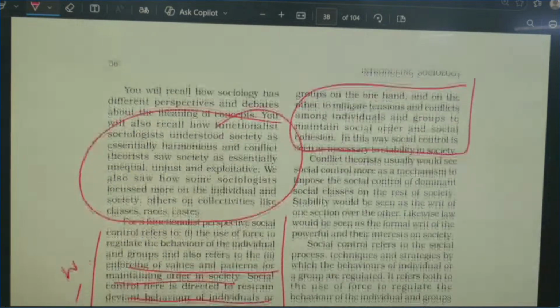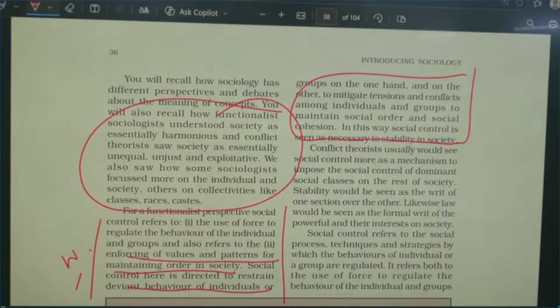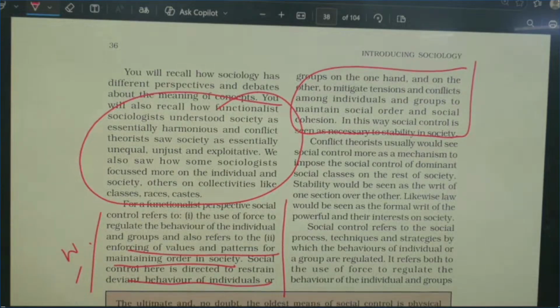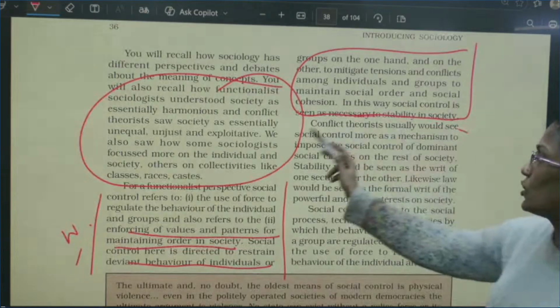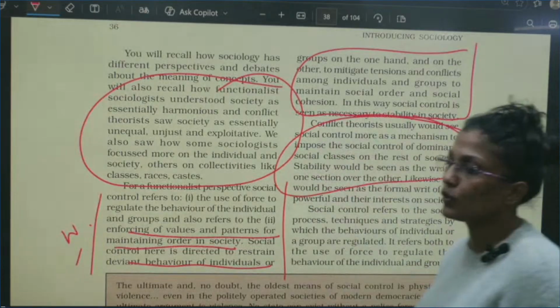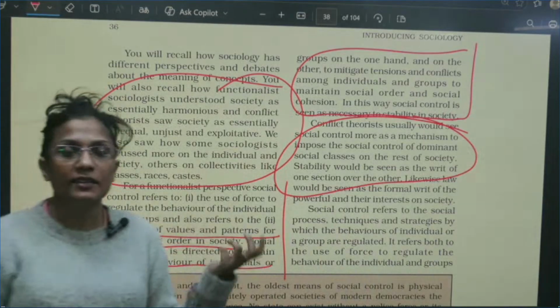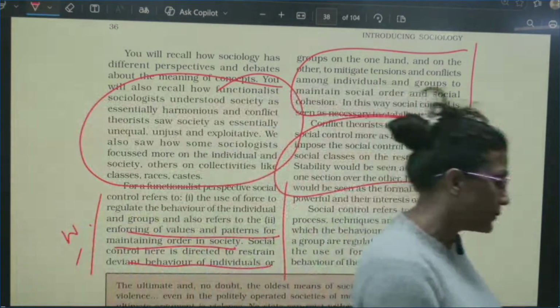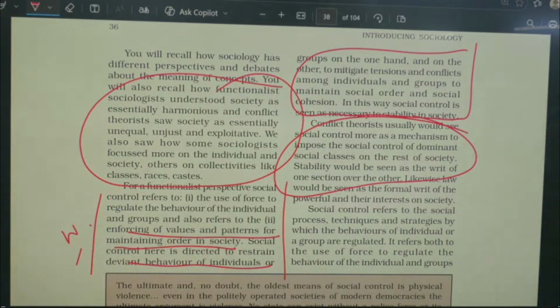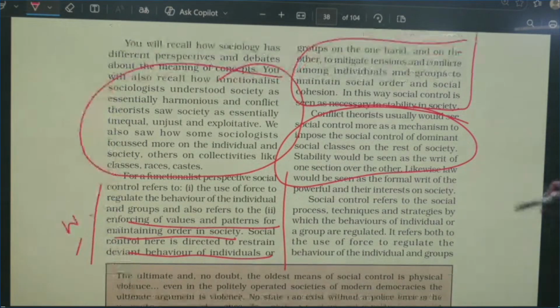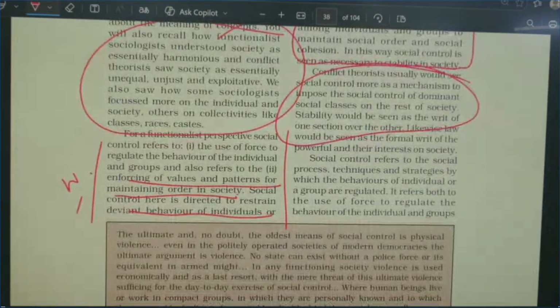Conflict theories usually would see social control more as a mechanism to impose the social control of dominant social classes. So they do not understand any institutions. For example, they believe whatever religion does, whatever family does, it is only making capitalism grow. Okay, let me just complete social control, then I will give you a break.